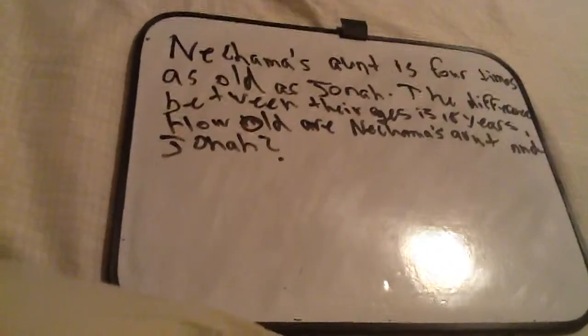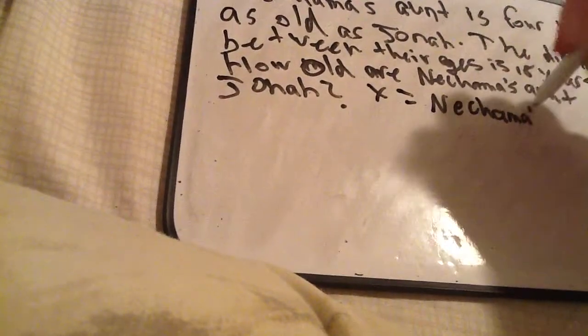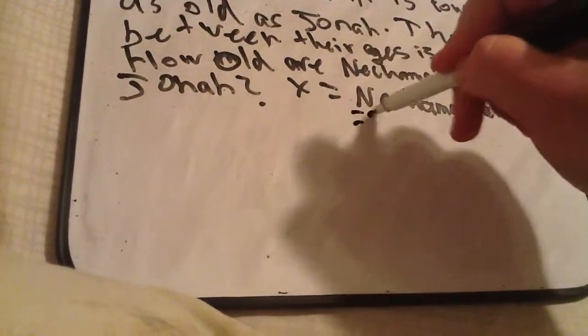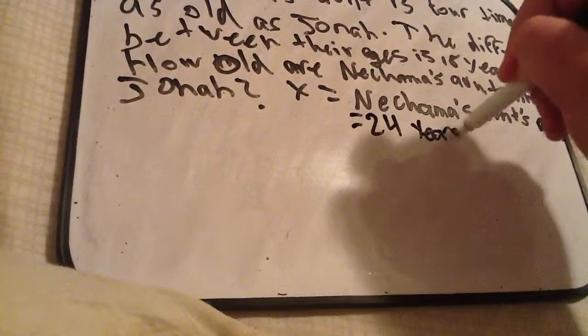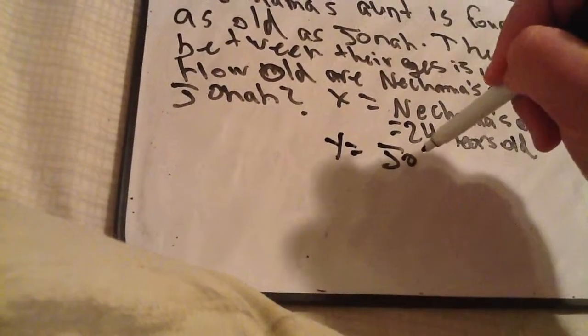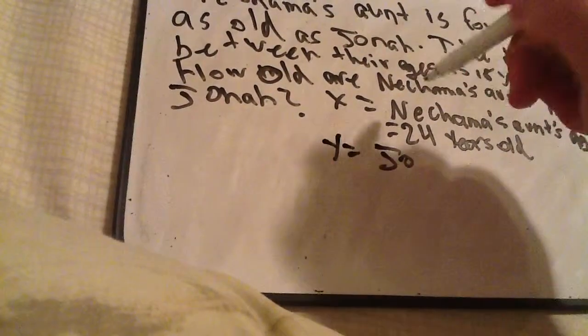Alright, so what I did is x equals Nachum's aunt's age, and that will equal 24 years old, and the y equals Jonah's age, and that equals 6 years old.